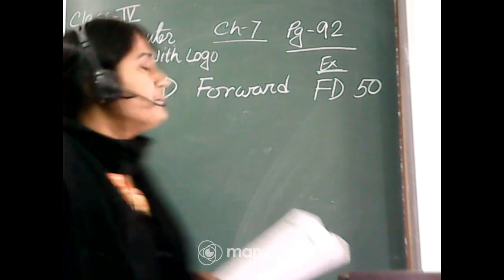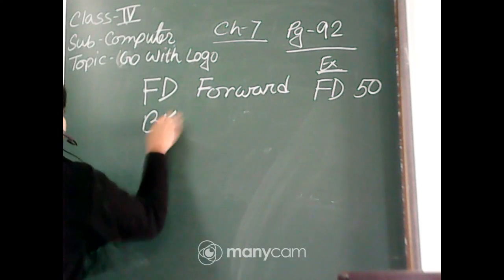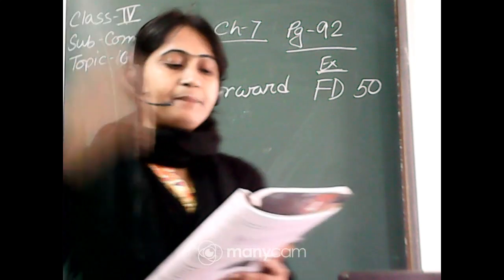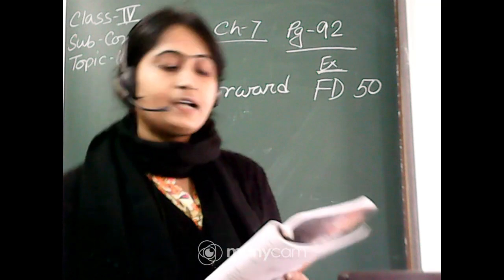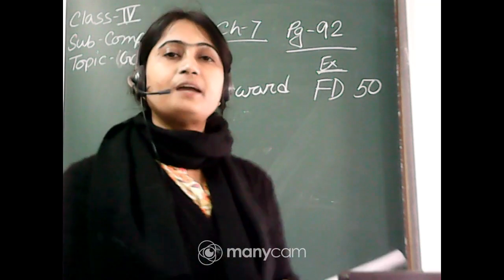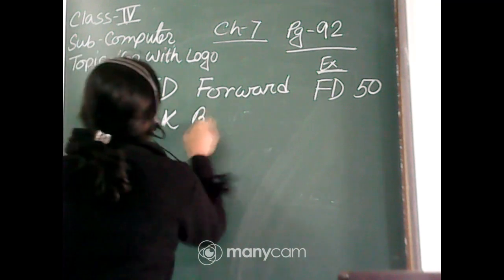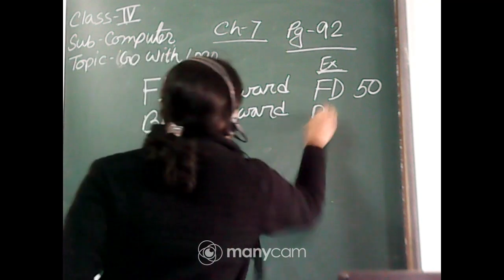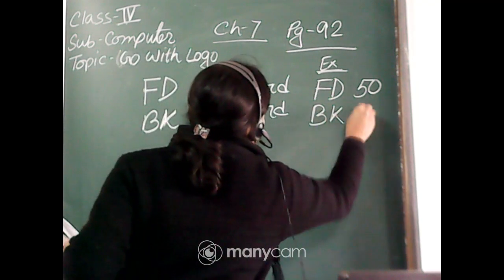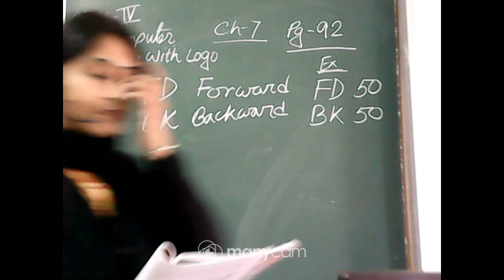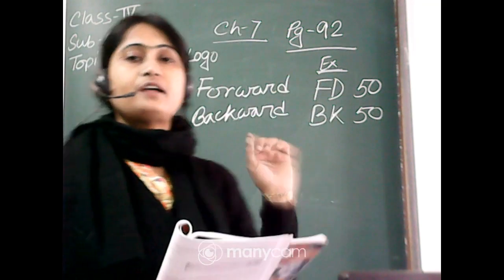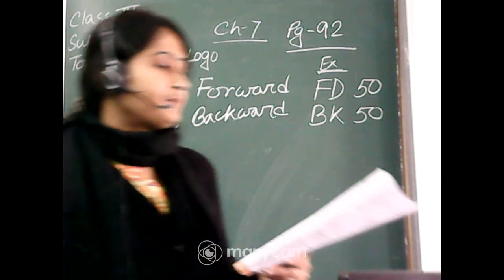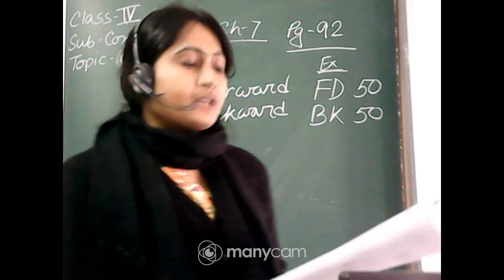Next is BK. The full form of BK is backward, and it is used to move the turtle backward by a given number of steps. It's a command followed by a space. If you want to move the turtle backward, first write the command BK and then the number of steps, and the turtle will move backward by the given number of steps.